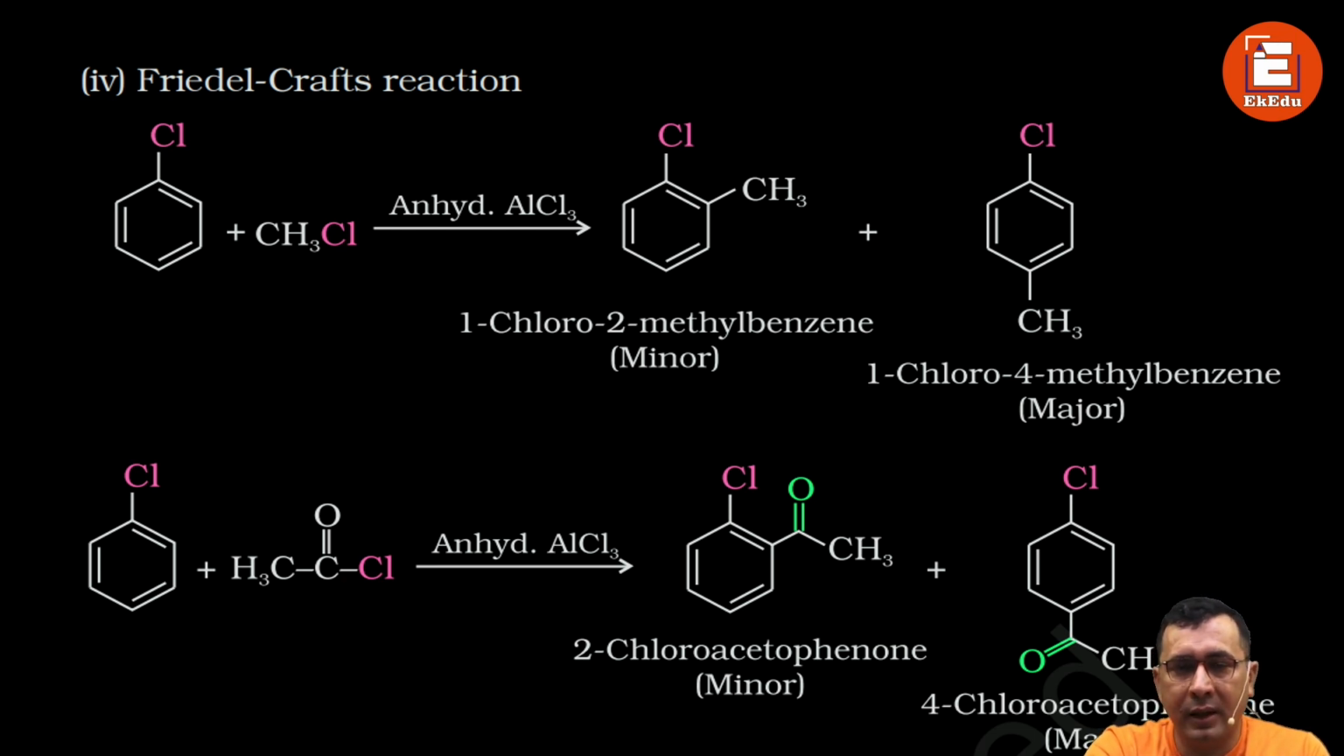When chlorobenzene reacts with methyl chloride, as given in the first reaction, in the presence of anhydrous AlCl3, you can see it will give us 1-chloro-2-methylbenzene. That is a minor product, and when this CH3 comes at the para position, that becomes the major product. It is generally known as the Friedel-Crafts alkylation reaction, and it is called the Friedel-Crafts acylation reaction when we use an acyl halide as a reactant. In the presence of anhydrous AlCl3, it gives us 2-chloroacetophenone, the minor product, and at the fourth position, that means para, it gives us the major product.